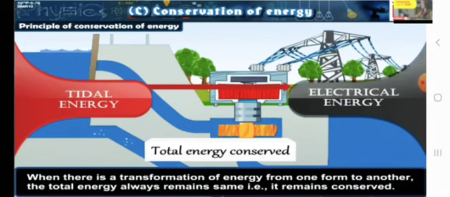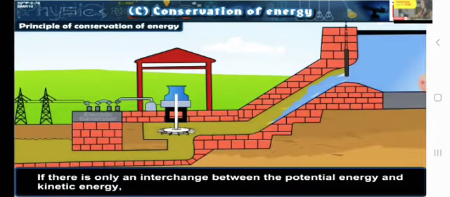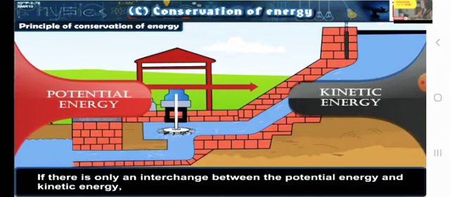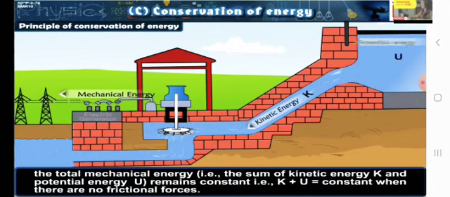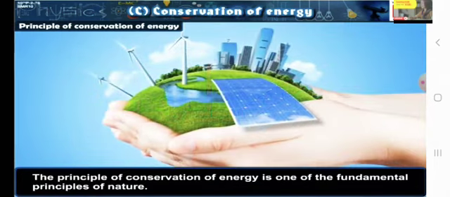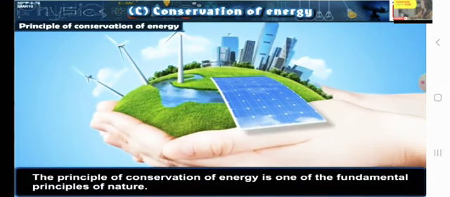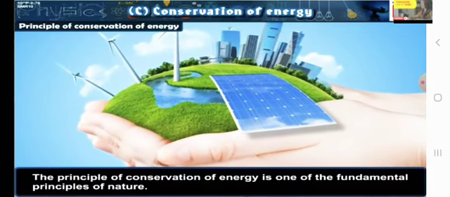That is, it remains conserved. If there is only an interchange between the potential energy and kinetic energy, the total mechanical energy, that is the sum of kinetic energy K and potential energy U, remains constant. That is, K plus U is equal to constant when there are no frictional forces. The principle of conservation of energy is one of the fundamental principles of nature.